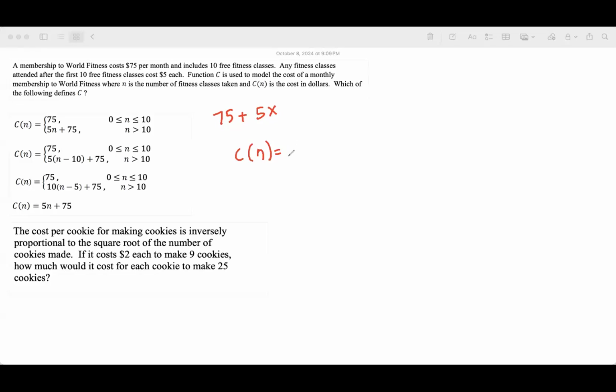n is the number of fitness classes taken, right? So basically, since it's classes taken, you need to subtract the first 10.